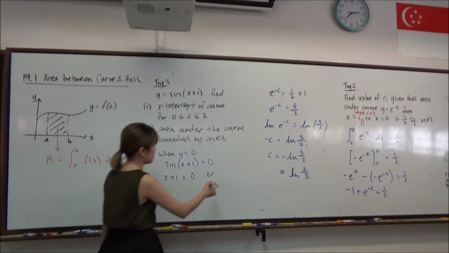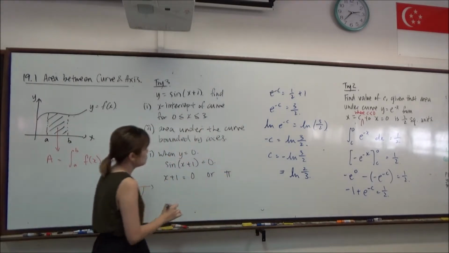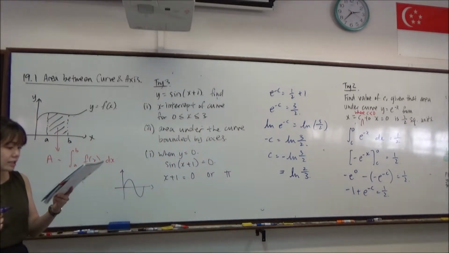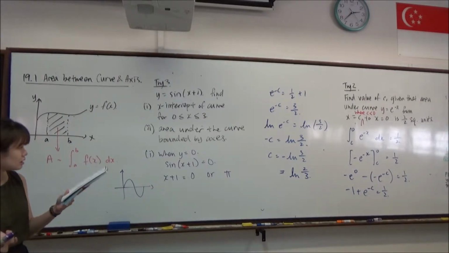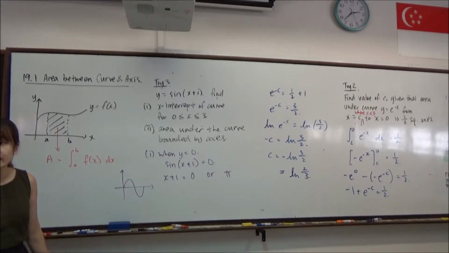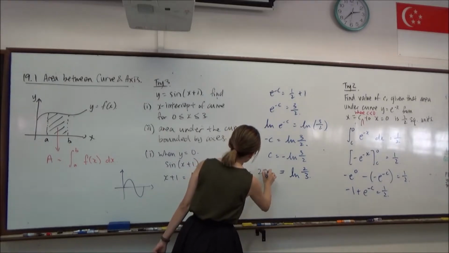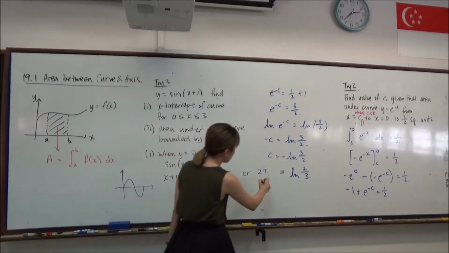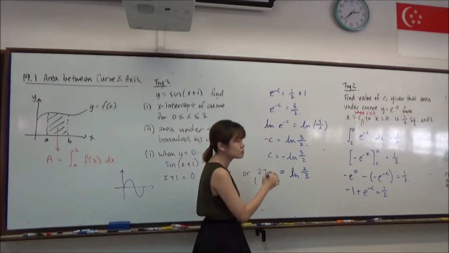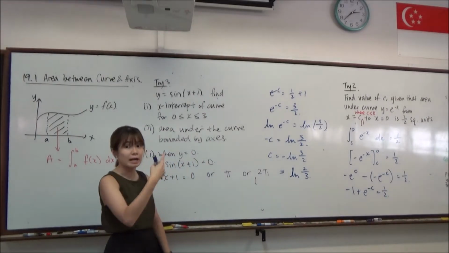Then after that, pi, right? But we know that pi is actually 3.14 something, but then this is x plus 1. So it's outside the range. If you want to consider 0, pi or 2 pi, 2 pi surely you will have to reject. Because 2 pi will actually be 6 point something already. Minus 1 will still be.